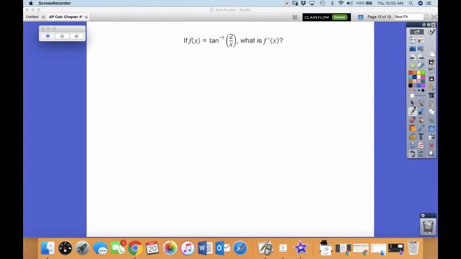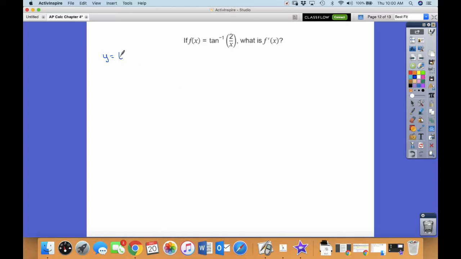So in this problem, we're doing the same steps, but now we're going to be working with tangent. So first thing we're going to do is I'll write it with the y. So y equals inverse tangent 2 over x. For the differentiation, it's okay if you want to use it as 2x to the negative 1. Perfectly fine. Now we're going to write the inverse. So tan y equals 2x to the negative 1.